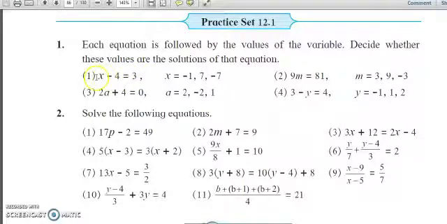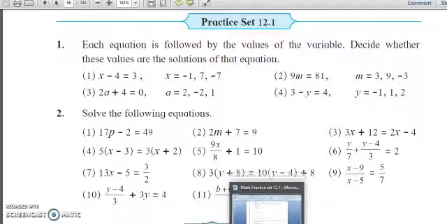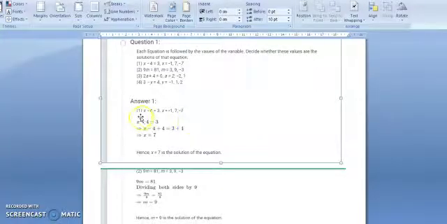It is given as x minus 4 equals to 3 and the values are x equals to -1, x equals to 7 and x equals to -7. So let us solve first the equation given to us. x minus 4 equals to 3. So we have seen the method how to solve the equation. We will add 4 to both the sides. So x minus 4 plus 4 equals to 3 plus 4. Like this we will do.